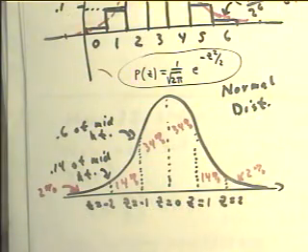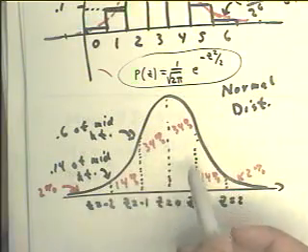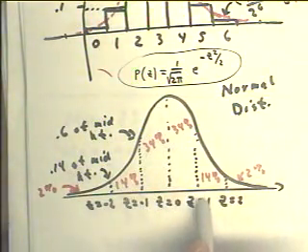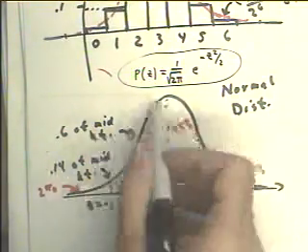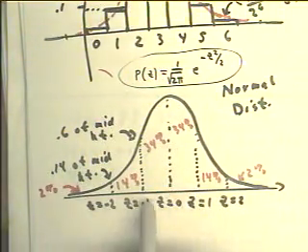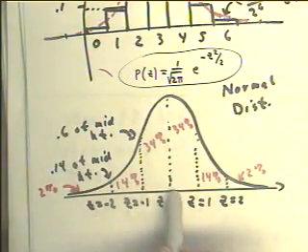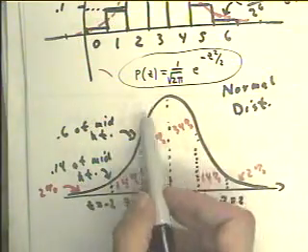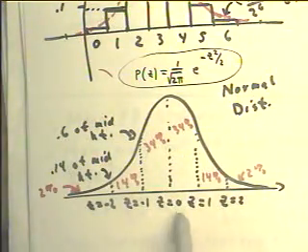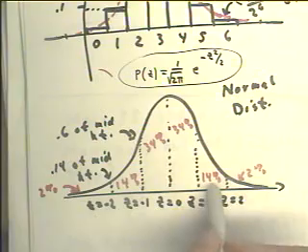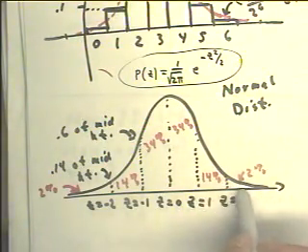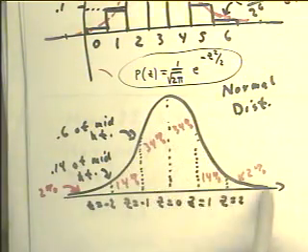Using calculus and approximation methods, in fact, we find that the area under this curve from z equals 0 to z equals 1 is about 34% of the total area. And between z equals negative 1 and z equals 0, there's another 34%. This curve is perfectly symmetric around z equals 0. Between z equals 1 and z equals 2, we've got about 14%. And beyond z equals 2, we've got about 2% of the total area under the curve.